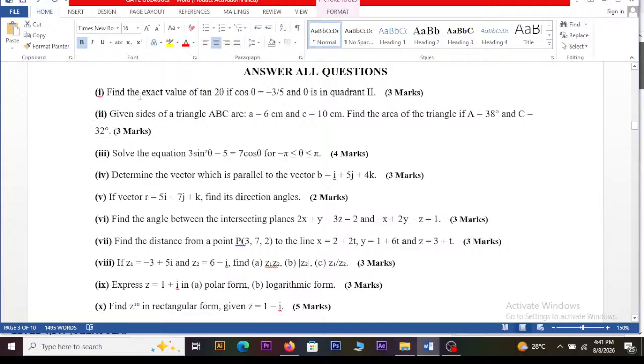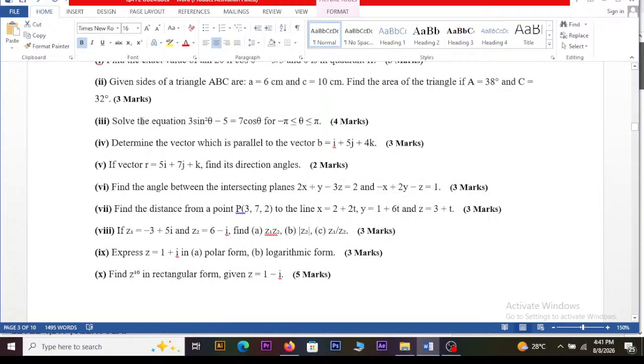So this question comes from what? Trigonometry. Question 1, Roman 2. Given the sides of the triangle ABC are a equal to 6 cm and c equal to 10 cm, find the area of the triangle if A is equal to 38 degrees and C is equal to 32 degrees, 3 marks. Hili ni swali la kutafuta eneo la pembe tatu. So this question tests your understanding of how you can find the area of a triangle.